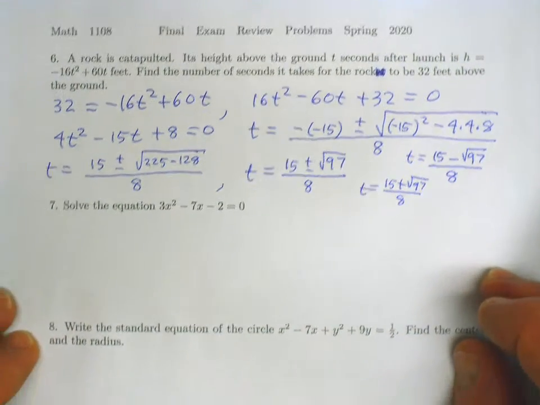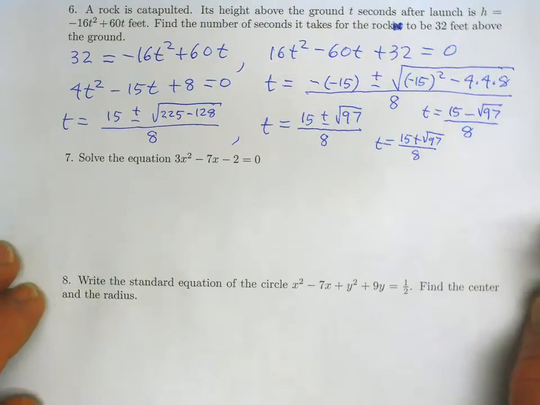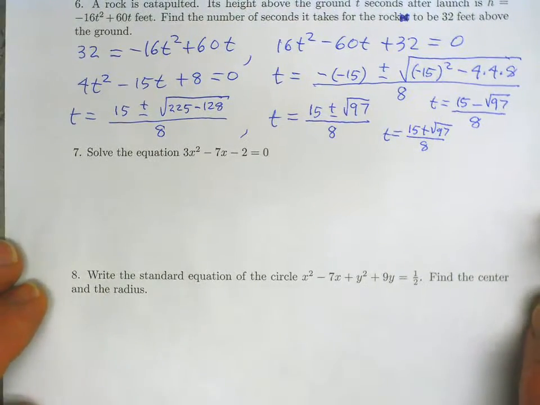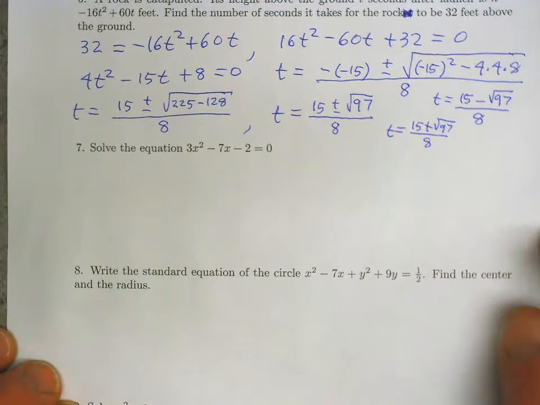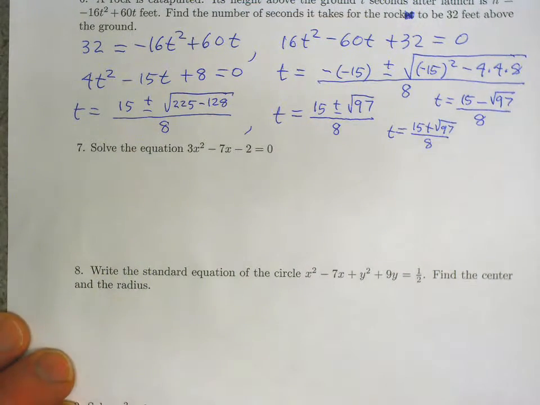Okay, the next problem, number 7, solve the equation 3x squared minus 7x minus 2 equals 0. Okay, we'll use the quadratic formula. A is 3, B is negative 7, and C is negative 2.